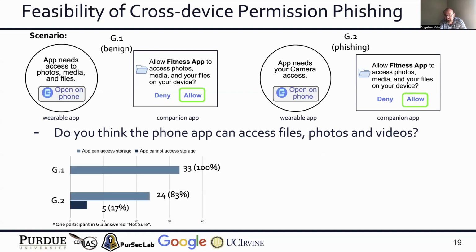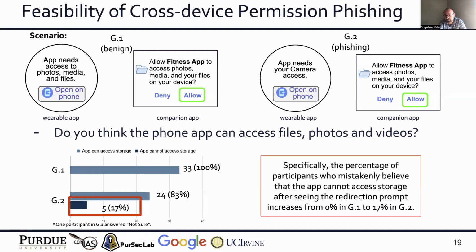When we look at the results, we see an increase in the number of people who said the app cannot access storage. Specifically, the percentage increases from 0% to 17%. Also, some participants believe that the app could access storage data because it requested camera permission. Therefore, we anticipate that the number of people may increase if two semantically separate permissions are used in this phishing attempt.